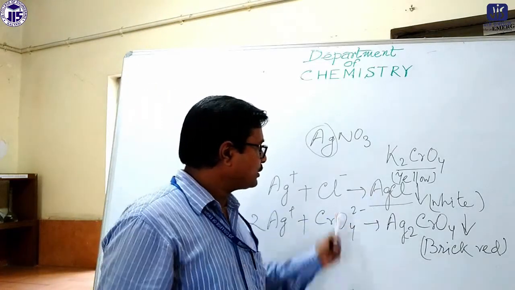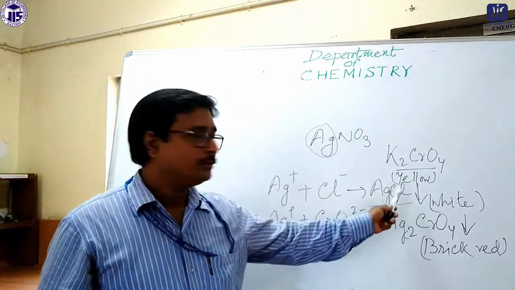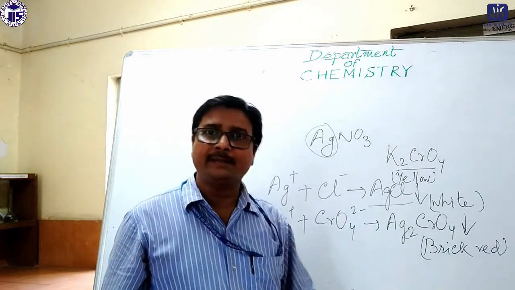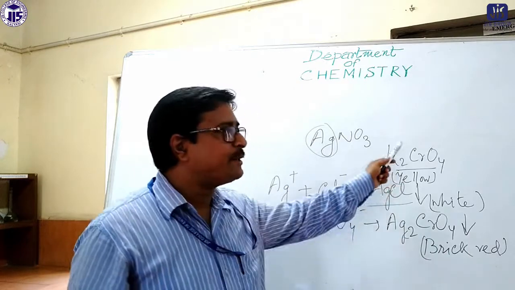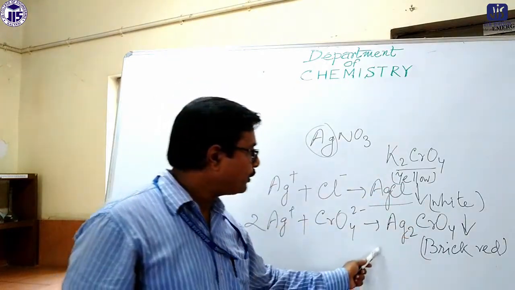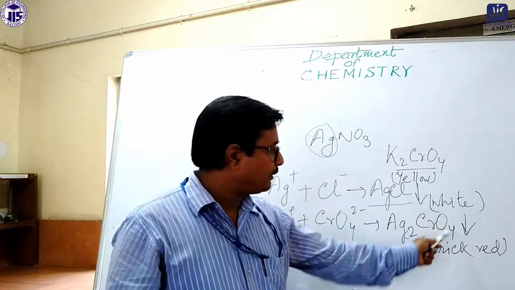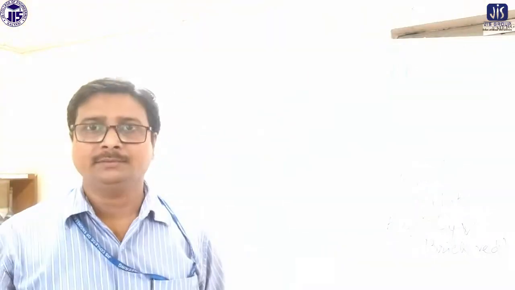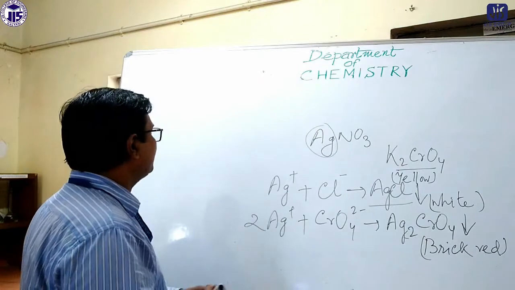Now one question is there. There are two precipitates: one is silver chloride, white in color, and another is silver chromate, brick red in color. The white precipitate of silver chloride is precipitated out first, before the silver chromate. That's why at the end we get the brick red silver chromate precipitate. What is the reason behind it?